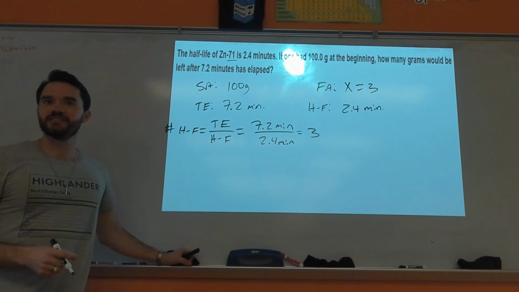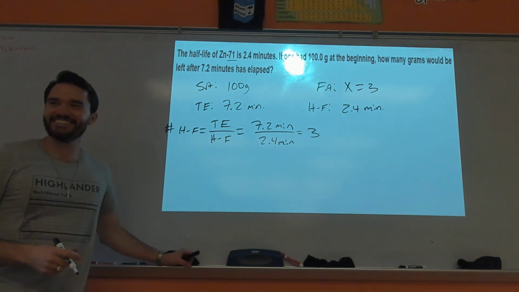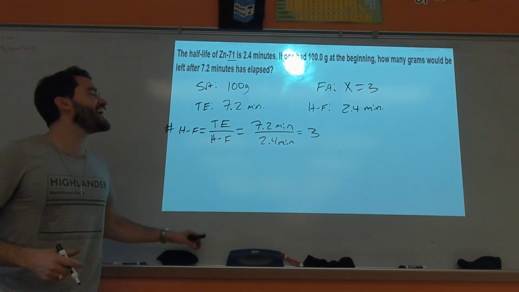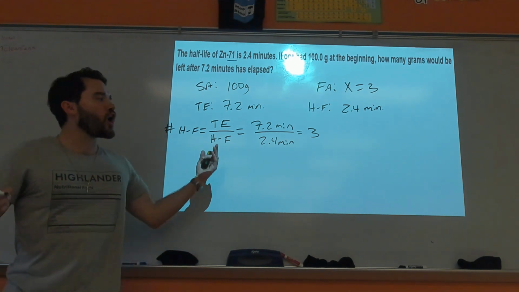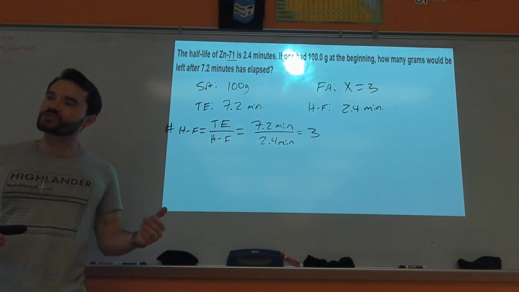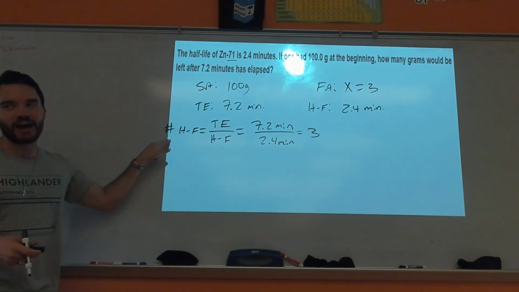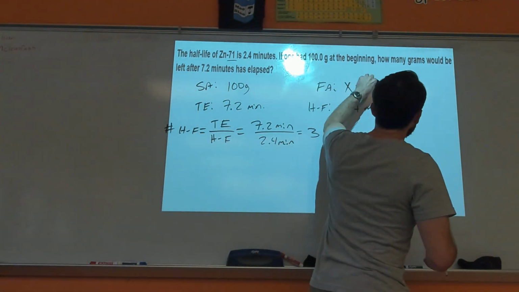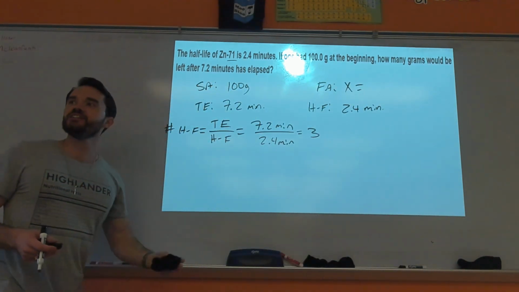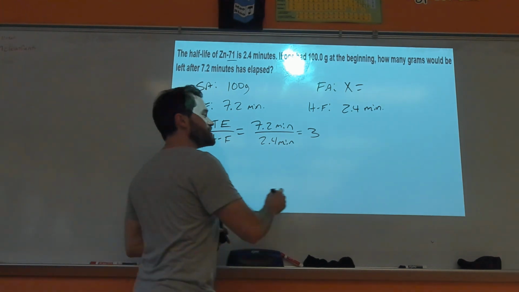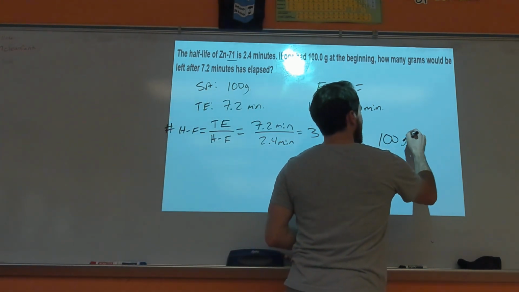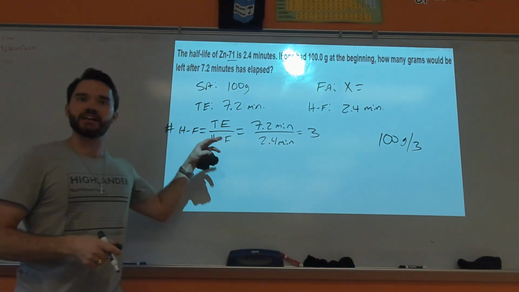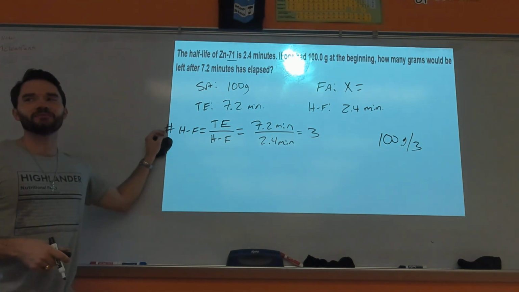We good? No, we're not good. That is not the answer. A lot of people are doing that. They're like, all right, cool, I got 3, so my final amount is 3. 3 is the number of half-lives. That's not right. That's not your answer, okay? So what you got to do is take the 100 grams, and then divide it by 3, right? No, that's not what you do.